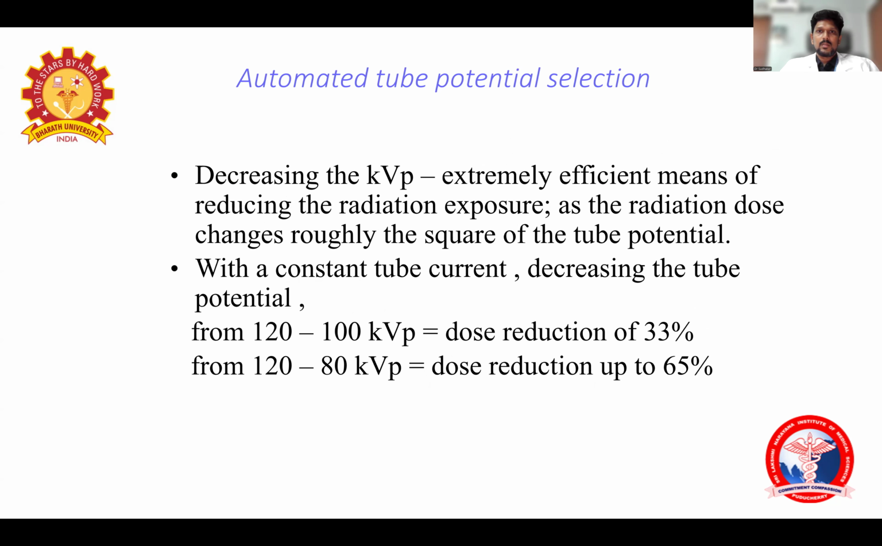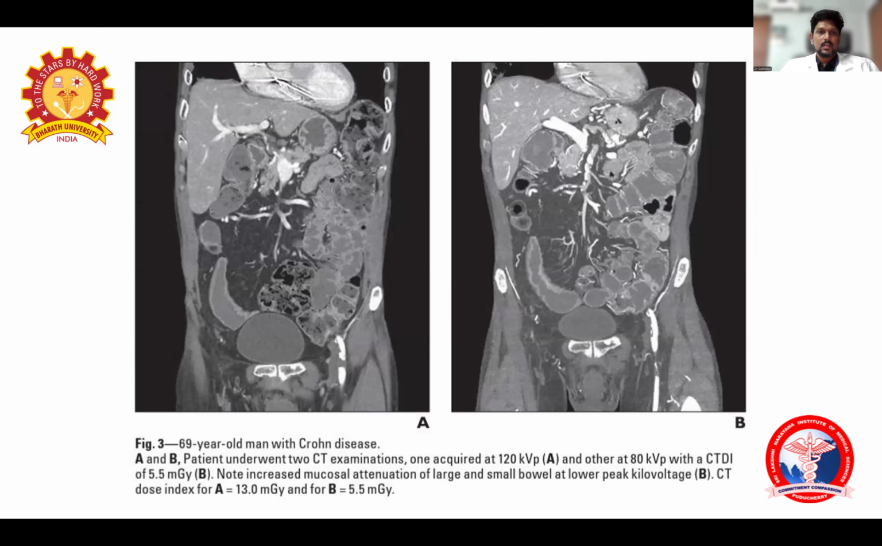The second thing is automated tube potential selection. Decreasing the kVp is an extremely efficient means of reducing radiation exposure, as the radiation dose changes roughly with the square of the tube potential. With a constant tube current, decreasing the tube potential, for example, from 120 kVp, which is standard, to 100, a dose reduction of 33% can be achieved. From 120 to 80 kVp, a dose reduction of up to 65% could be achieved. But it has its own demerits, which we'll talk about in the next slide.